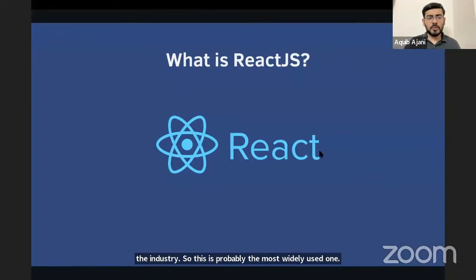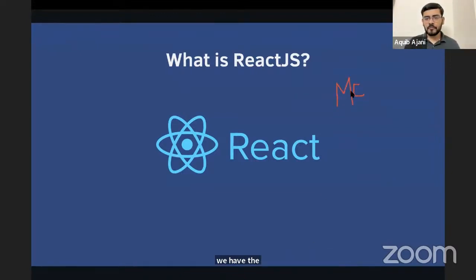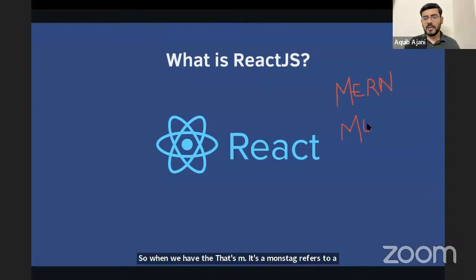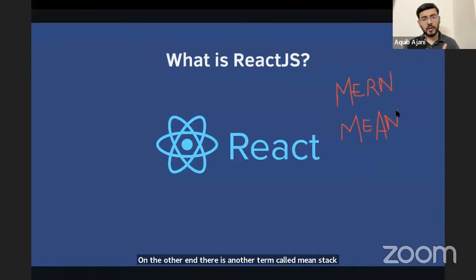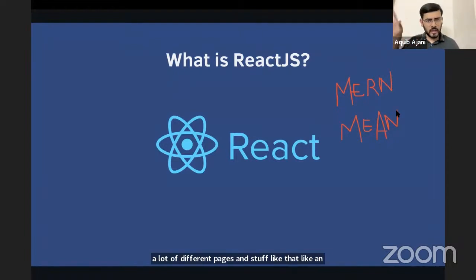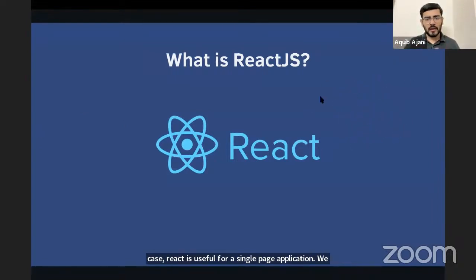And that's why we have the terms MERN and MEAN. So MERN stack refers to a React-based stack. On the other hand, there is another term called MEAN stack. MEAN is where we are building the application using Angular. Angular is meant for complex websites where you have a lot of different pages, like an e-commerce website where you have reviews, order tracking, profile, a bunch of different kinds of things. So that's where we have Angular. But in this case, React is useful for a single page application. We call it an SPA, a single page application. So yes, having this knowledge, let's now jump in and understand how React actually works.